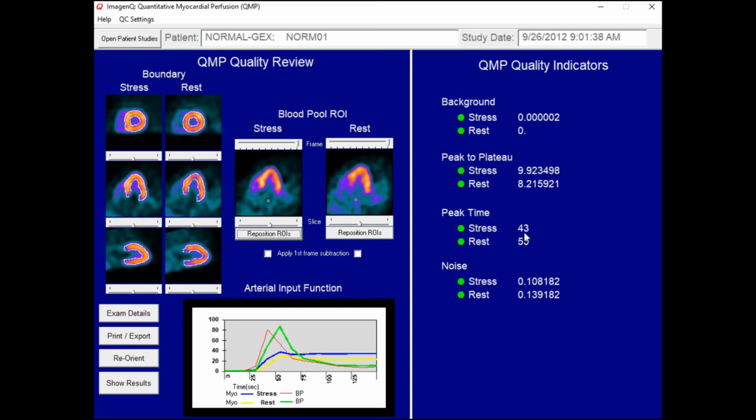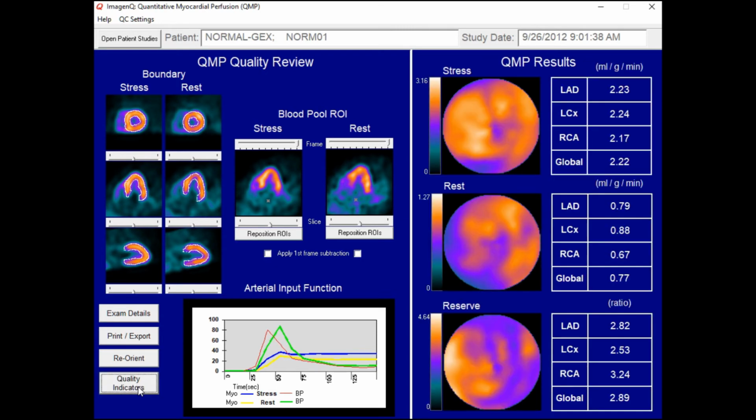This would indicate that this is a high quality study, and we should be able to accept the quantitative values we obtain. By clicking Show Results, we can see that this is a completely normal study with 2.22 ml per gram per minute at stress, 0.77 ml per gram per minute at rest, and a flow reserve of 2.89. And we can have confidence that this study, acquired on a GE NXI system, is of high quality and the blood flow numbers can be trusted.